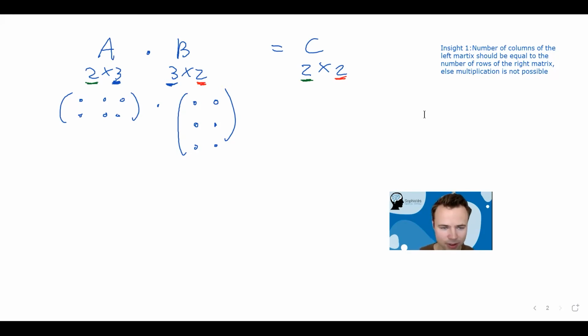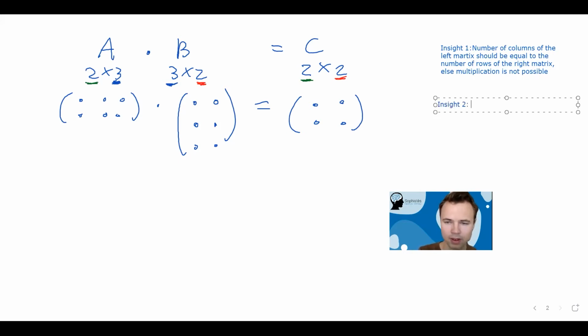So in words, I will get 2 rows and 2 columns. So a 2 by 2 out of this. And eventually I will do it with the numbers, but this is just the structure. So inside 2, the left matrix determines the number of rows. The right matrix determines the number of columns.